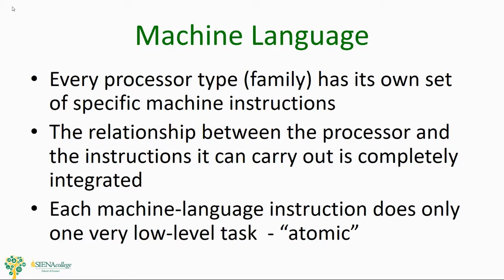Every processor family has its own set of instructions. For example, Intel has processors that are dedicated for desktop machines. ARM has a set of processors that are dedicated to cell phones. The relationship between the processor and the instructions it can carry out is completely integrated. Every machine language instruction does only one very low-level atomic task.